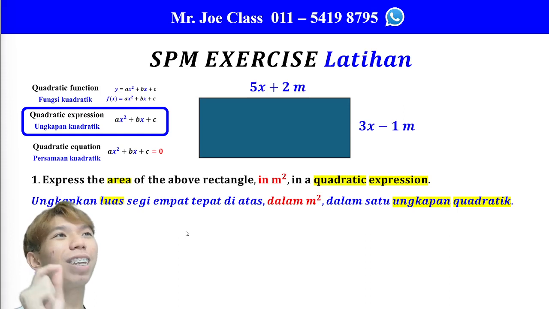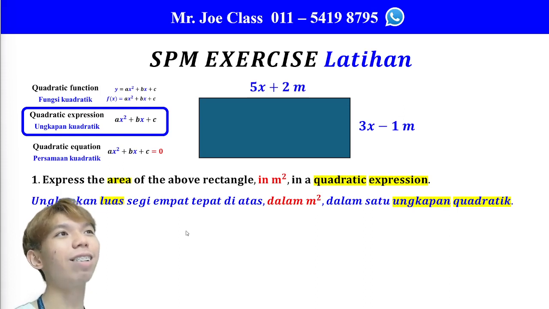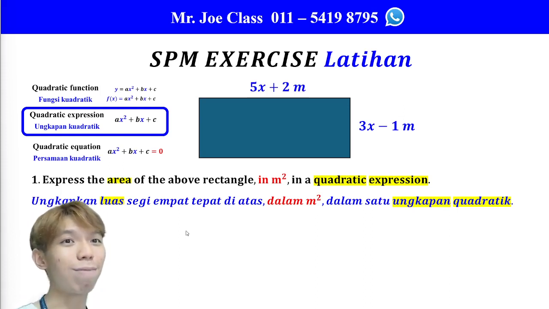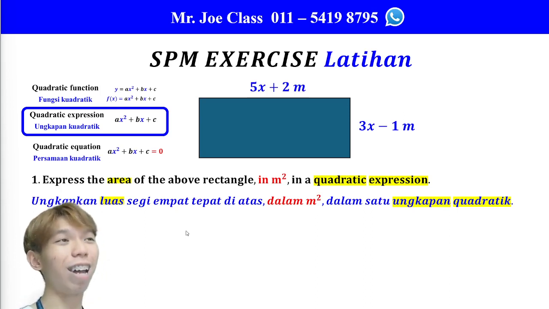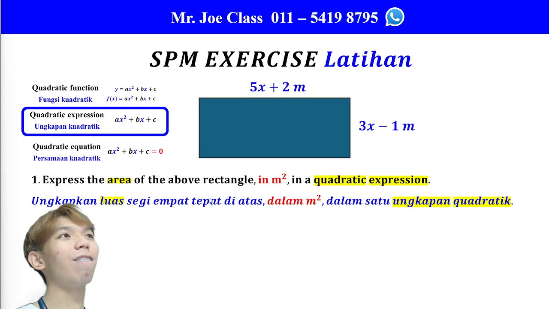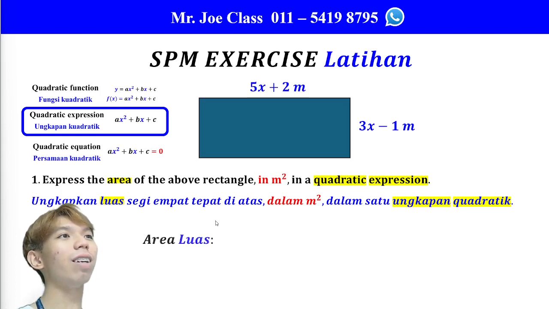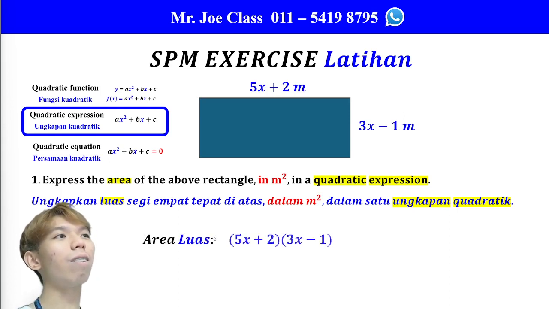And if you would like to write it in that form, you have to first determine the area. So how do you calculate the area of a rectangle? Length multiplied with the width, right? So the length is 5x plus 2 and the width is 3x minus 1. So multiply these two together. So area equals 5x plus 2 multiplied with 3x minus 1.